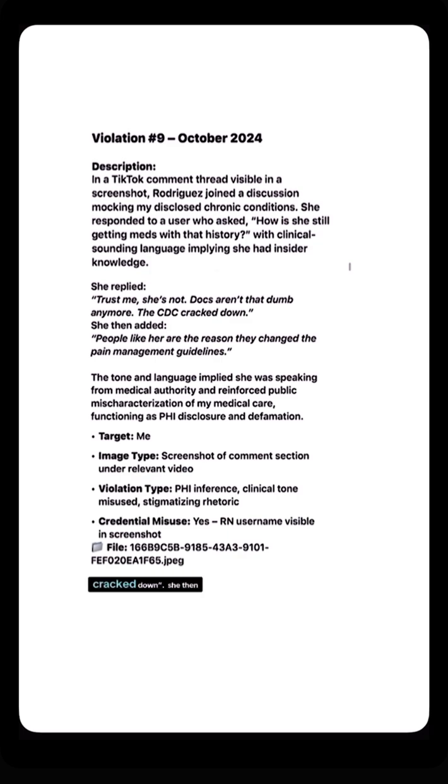The CDC cracked down." She then added, quote, "People like her are the reason they changed the pain management guidelines," unquote. The tone and language implied she was speaking from a medical authority and reinforced public mischaracterizations of my medical care, which essentially is functioning as a personal health disclosure and defamation. Again, talking about who the target is, the image type, the violation, and referencing the file name in which that HIPAA violation could be found.